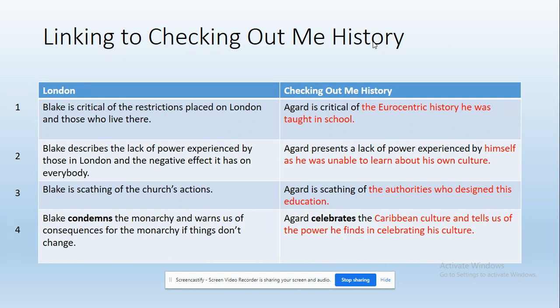So throughout the week, we've been looking at these statements here. We did the statements for London first, and you wrote these sheets for that. And then we did the statements for Checking Out My History yesterday, and you did some C statements for those as well by filling in some of the gaps. You'll notice how they are linked. So the first one, Blake is critical of the restrictions placed on London and those who live there, is similar to Agard is critical of the Eurocentric history he was taught in school. So I have matched them up.